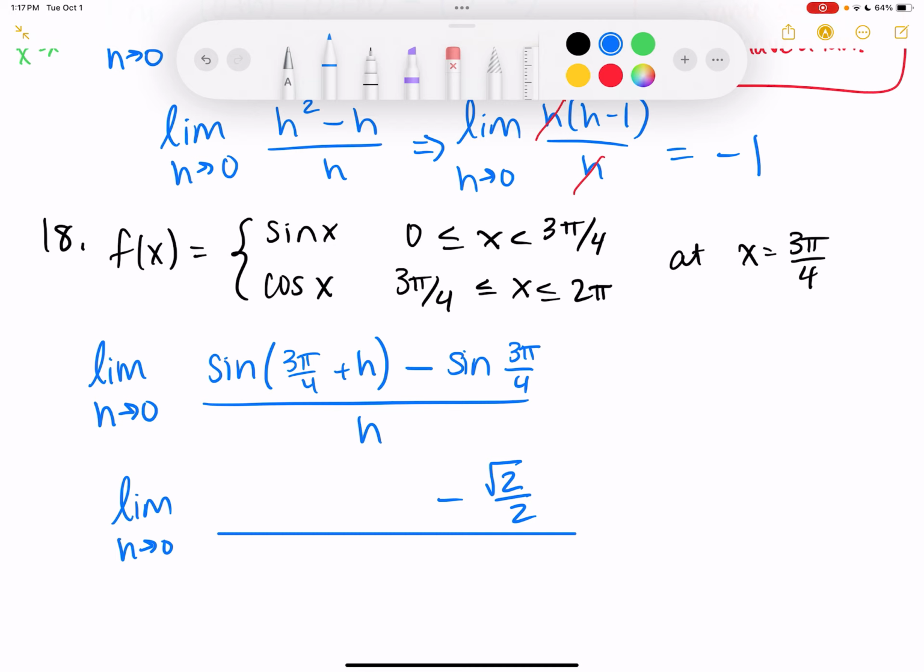Sum and difference formulas. Sine of A plus B is sine A cosine B plus cosine A sine B. Is it a plus or a minus in the middle? It's a plus because it's sine. Sine is the same sign, and cosine is the opposite sign.